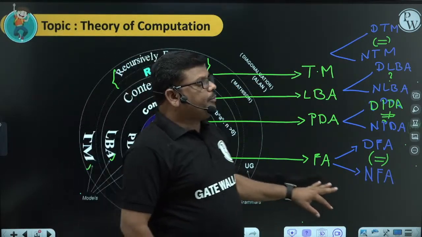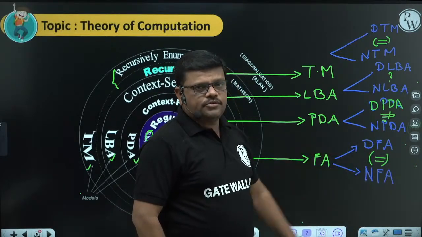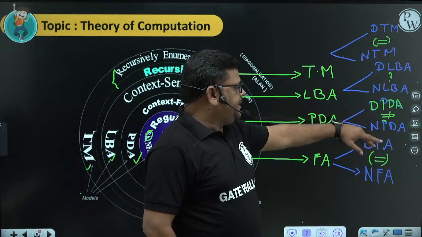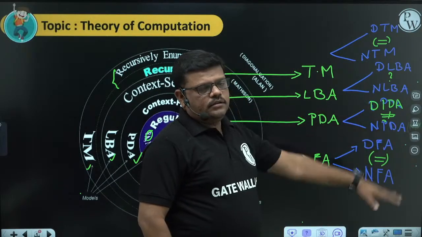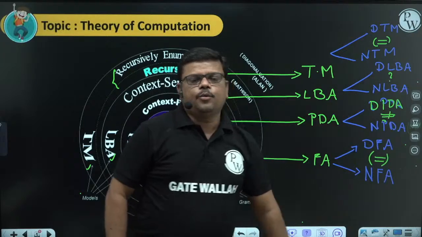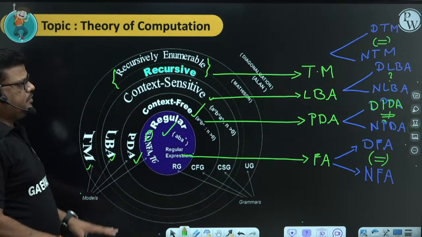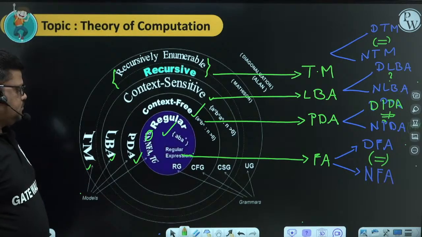And in finite automata, for the deterministic and non-deterministic natures, the expressive powers are equal. In the PDA case, not equal. In the Turing machine case, equal. In the LBA case, open question. So this is what the expressive powers are in general.